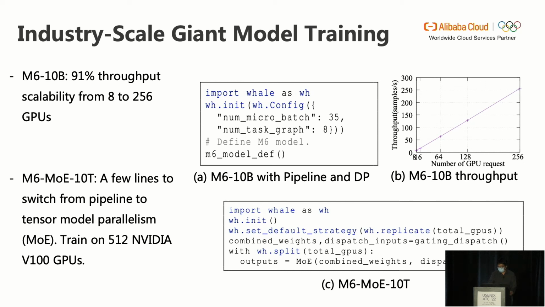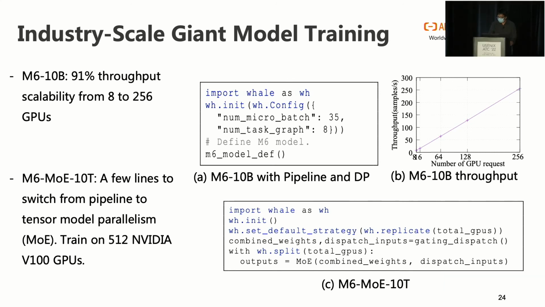Whale can easily scale a local M6 model to a distributed one by only adding a few lines on top of the model definition, as shown in the top left figure. In the bottom figure, Whale scales the model parameters to 1 trillion by switching to a hybrid of data parallelism and tensor model parallelism with only a small number of lines of code change. At the end, Whale trains 10 trillion parameters by adopting optimized tensor offloading strategies with 512 NVIDIA V100 GPUs.